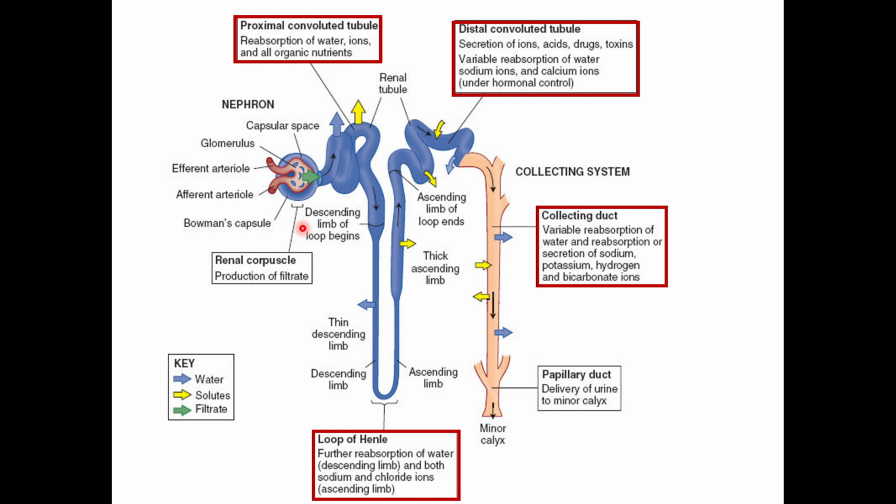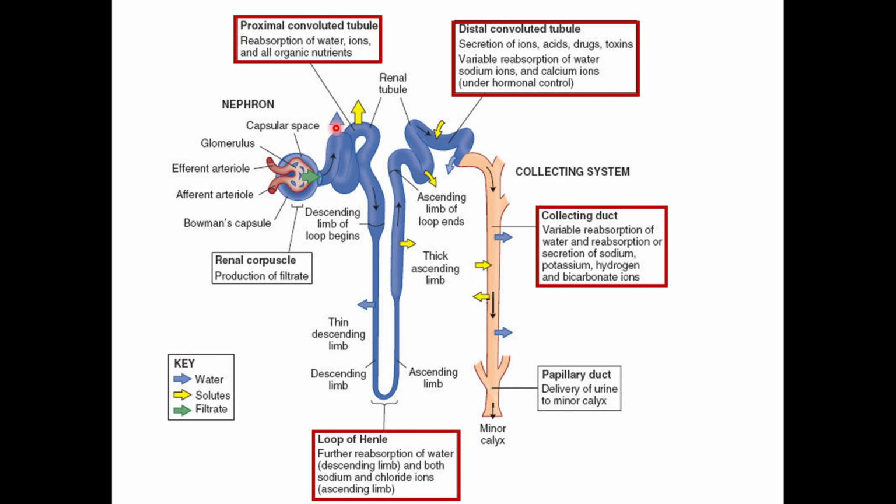In the proximal convoluted tubule, maximum reabsorption happens. Here about 99% of water and essential fluids are reabsorbed, like glucose, amino acids, sodium, potassium, and bicarbonate, in this PCT part of the nephron. You can see there is a brush border epithelium that increases the surface area for maximum absorption. These are present in the PCT, proximal convoluted tubule.